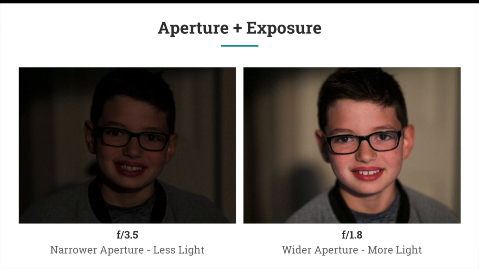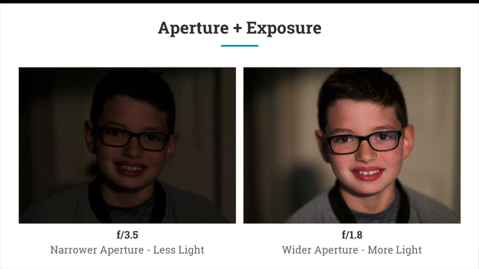These images were taken seconds apart, and the ISO and the shutter speed stayed the exact same. In the image on the left, the aperture was set at 3.5. That's not a dramatically small aperture, but it is smaller than the image on the right. So in the image on the left, we have a more narrow aperture, so there's less light in that image.